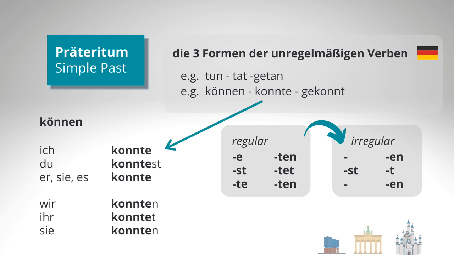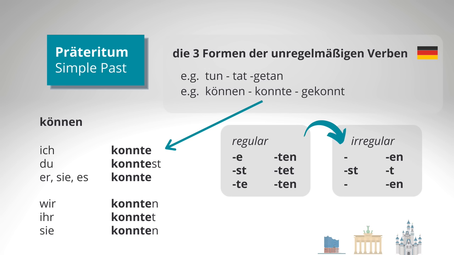Let's have one more example. The verb können. Können is also an irregular verb. The 3 forms of können are können, konnte, and gekonnt. As you know by now, the form that we need is the second one, konnte. So in order to be able to conjugate it, we take konnte as our verb stem, and then we add the irregular endings.